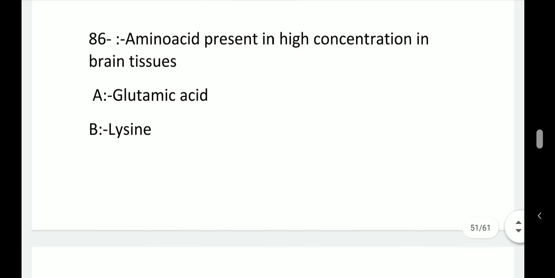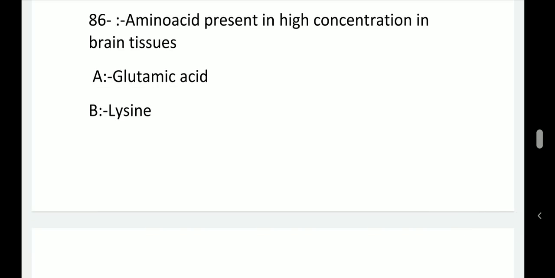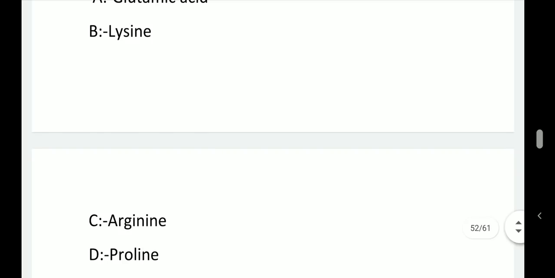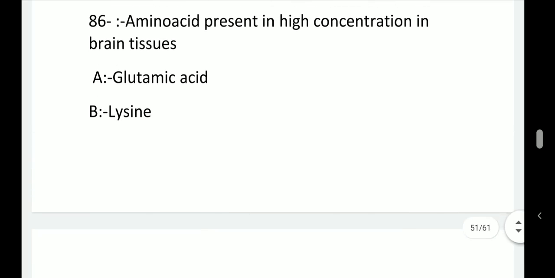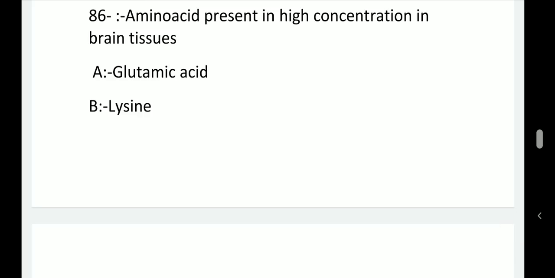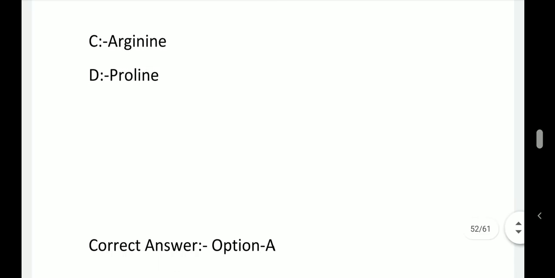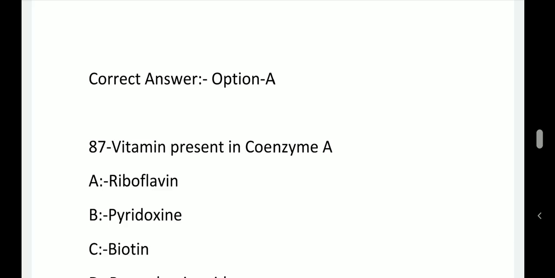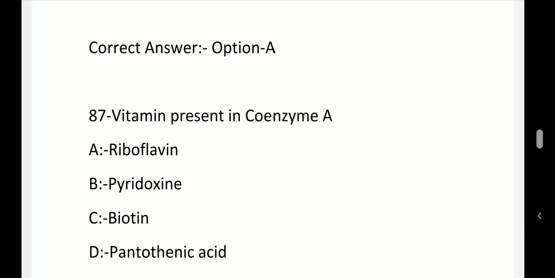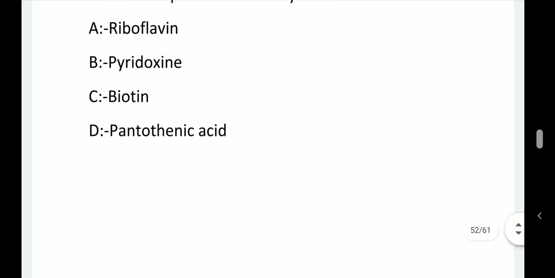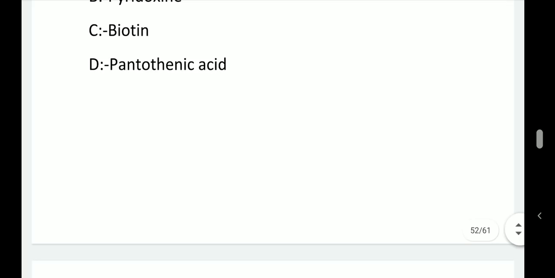Question number 86. Amino acid present in high concentration in brain tissues. Option A, glutamic acid. Option B, lysine. Option C, arginine. Option D, proline. Answer is option A, that is glutamic acid. Question number 87. Vitamin present in coenzyme A. Option A, riboflavin. Option B, pyridoxine. Option C, biotin. Option D, pantothenic acid. Answer is option D, pantothenic acid.